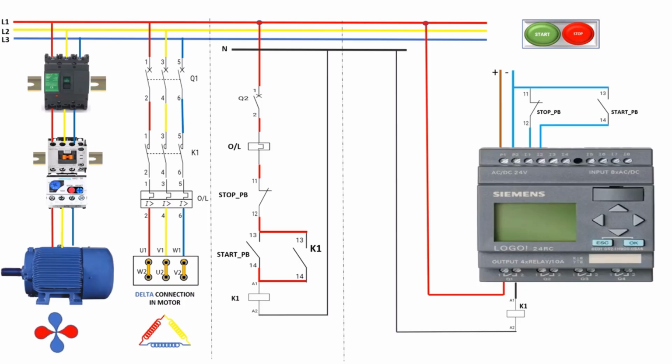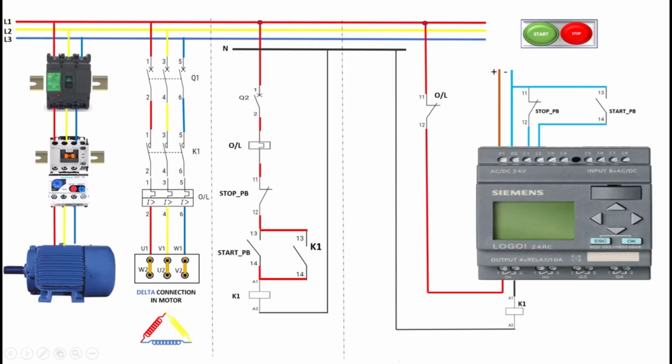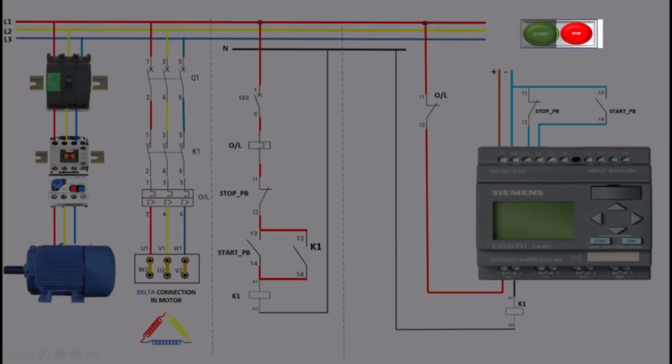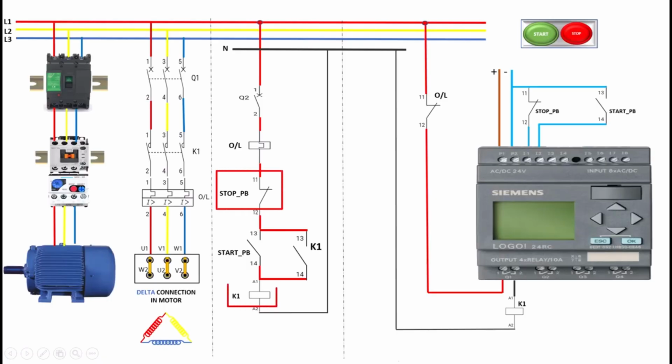The overload relay is connected in series with the motor to protect it from excessive current. If the motor draws too much current, the overload relay will trip, breaking the circuit and stopping the motor. When the stop button is pressed, it de-energizes the K1 contactor coil, opening the contacts and cutting the power to the motor. This simple and efficient control method is widely used in small motors.